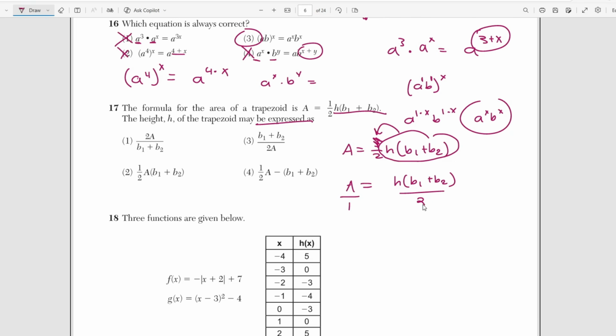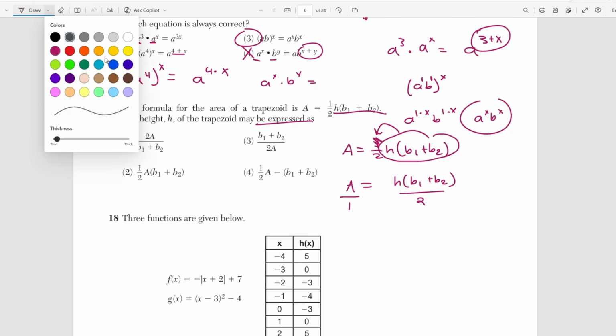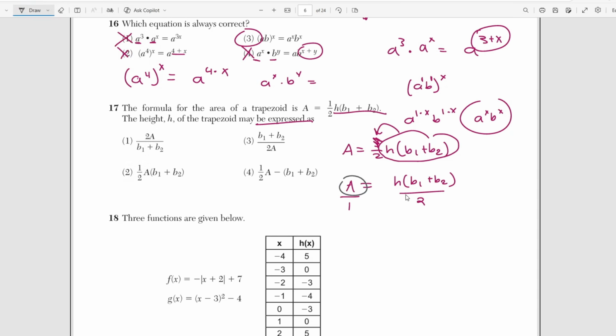And now what can we do? Well, now we can just cross multiply, right? We now have a fraction, A over 1, is equal to h times (b1 plus b2) over 2. So we can multiply A and 2 together to get 2A, and we set that equal to 1 times h times (b1 plus b2), which is, well, nothing changes, right?